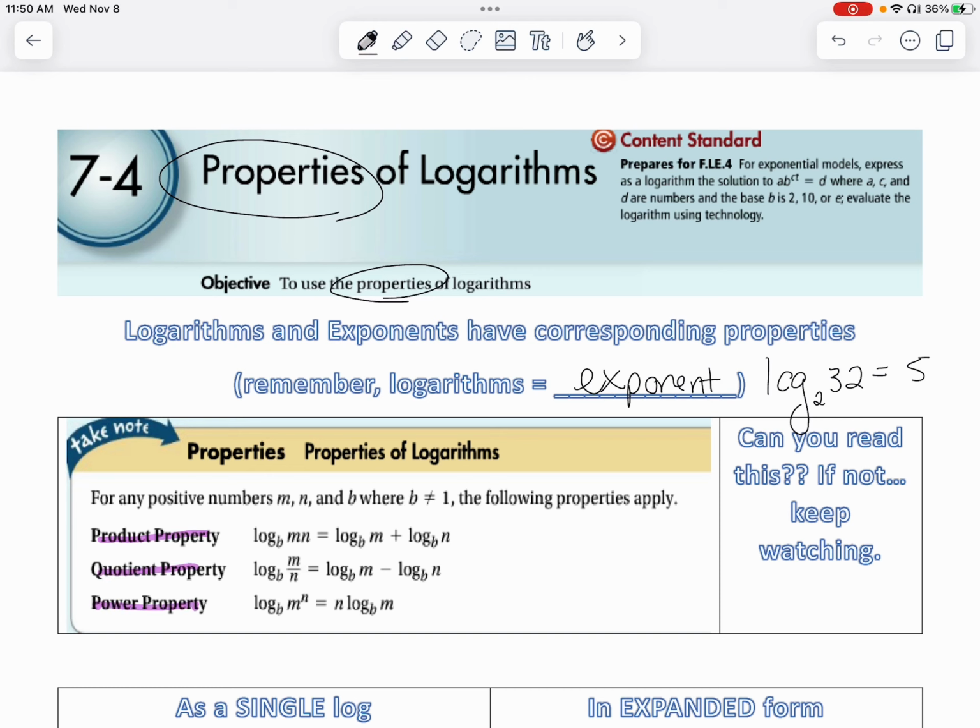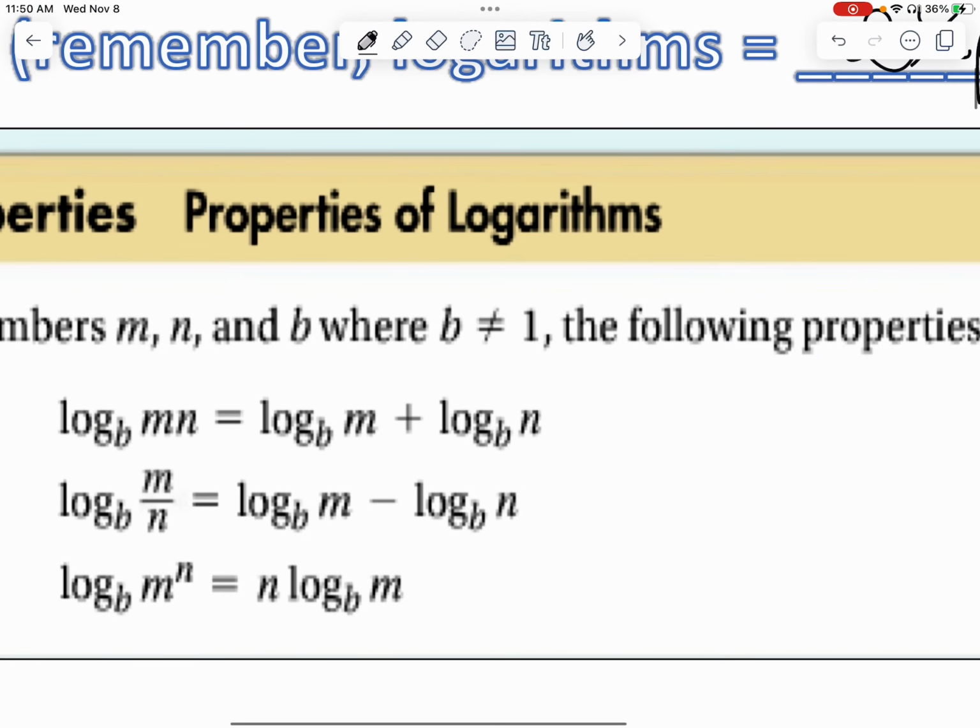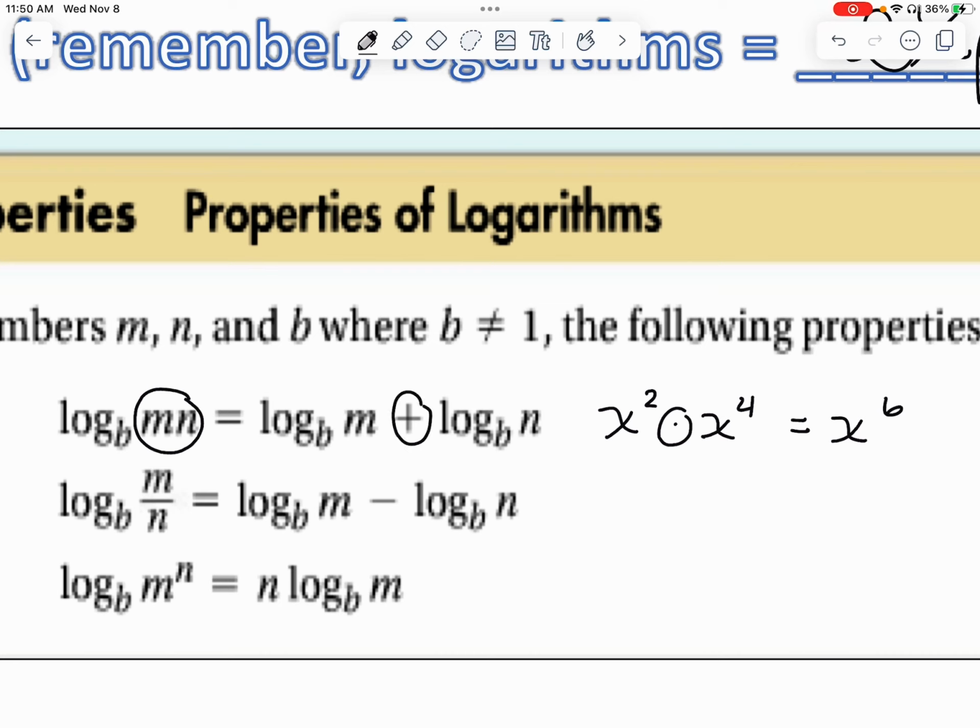Now, if you remember, when we had x squared times x to the fourth, you added those exponents to get x to the sixth. That's because if you had a multiplication problem, you added the exponents. So that's what they mean by they're similar to exponent problems.